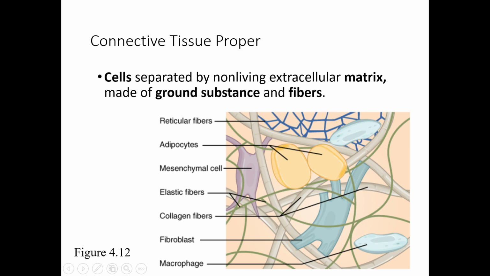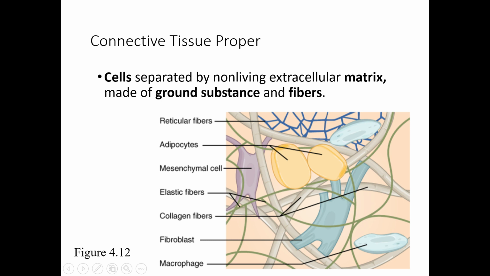All connective tissue proper types have something in common. First of all, connective tissues are made of cells that are not connected tightly to each other. Compare with epithelial tissue, tight cells. So cells are separated by what is called matrix. So that is a cell, that is a cell, another cell, another cell, and that is a cell. Everything between the cells is called matrix.